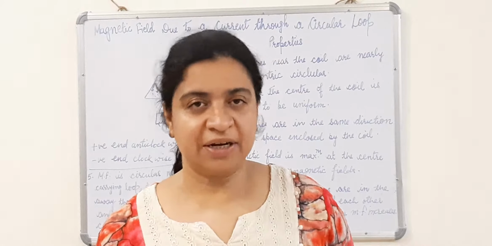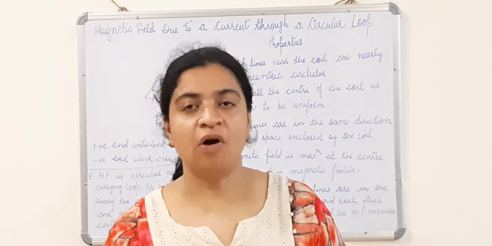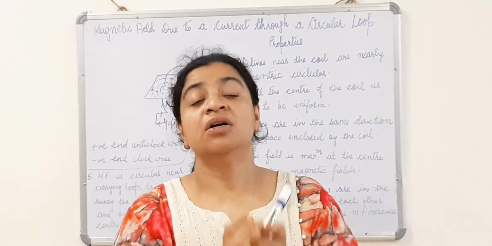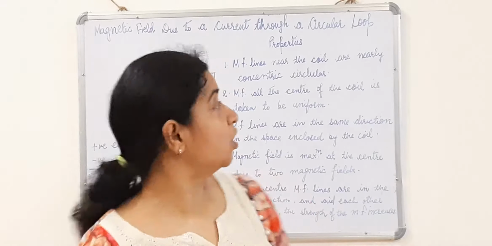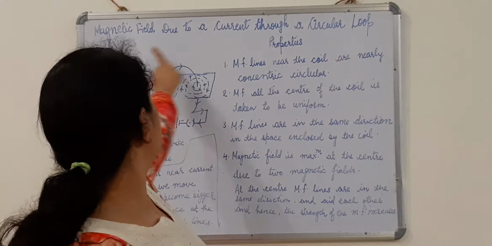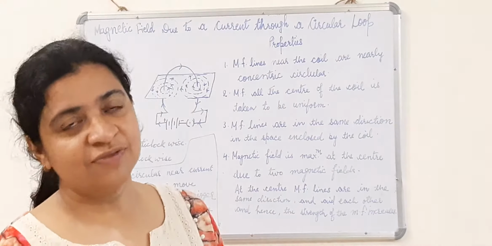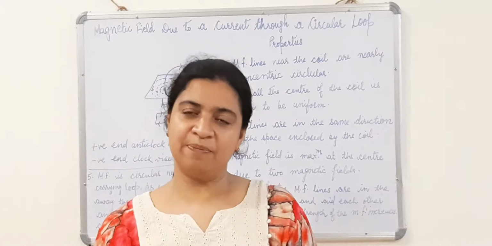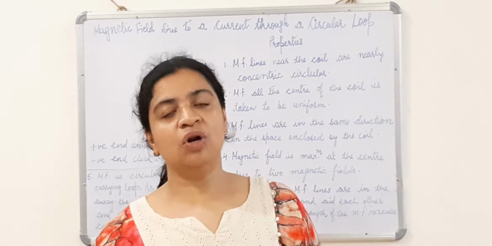Now children, in our previous video we had talked about the magnetic field lines around a current carrying straight conductor. Here, if I change the shape of the conductor from a straight conductor, I fold it and change it into a wire, or you can say a circular loop. Magnetic field due to current through a circular loop. In this video we are going to talk about that. From the straight conductor we have changed its shape, now we have changed it into a circular loop.